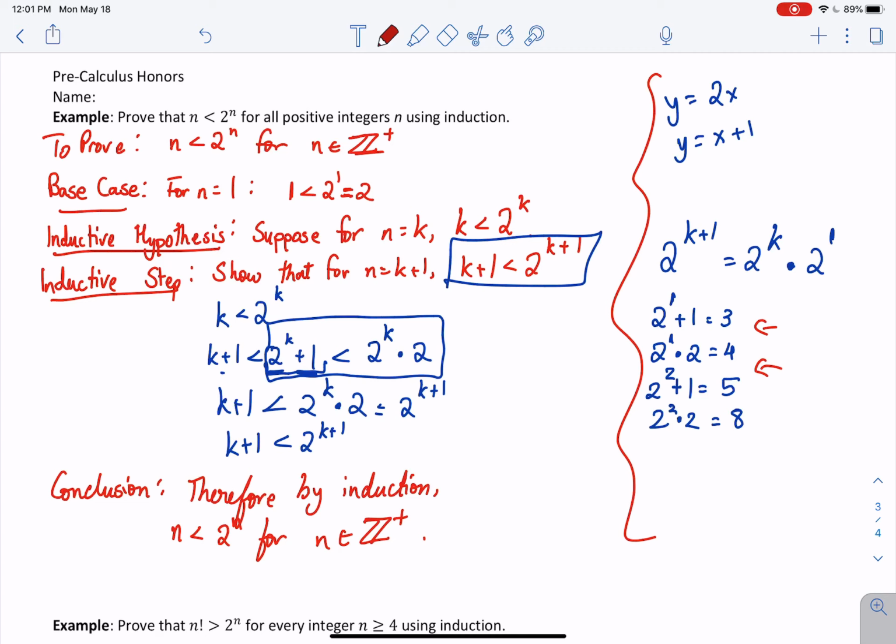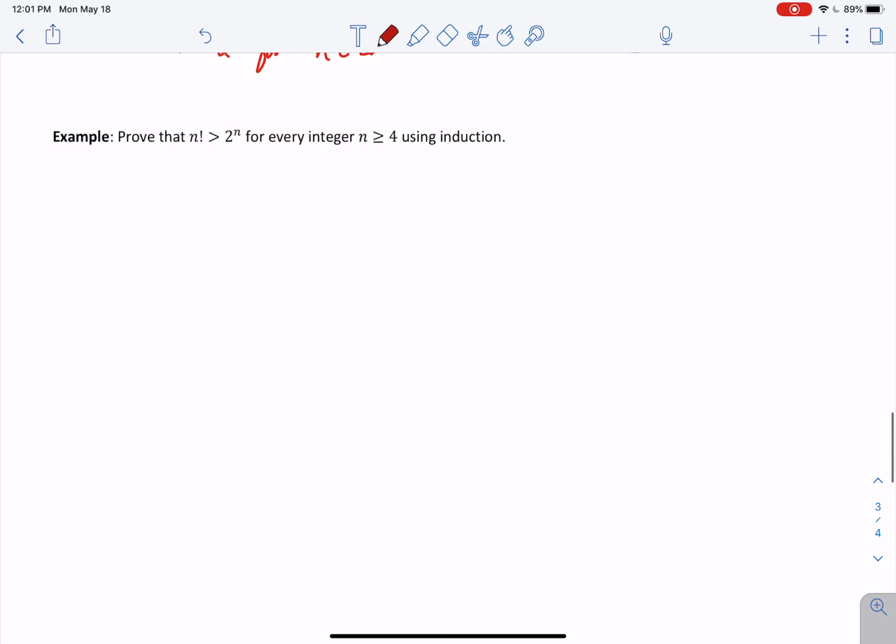So let's do one more like this. This one we have, prove that n factorial is greater than 2 to the n for every integer n greater than or equal to 4. So to prove, we're showing that this inequality is true when n is greater than or equal to 4 and it's an integer.